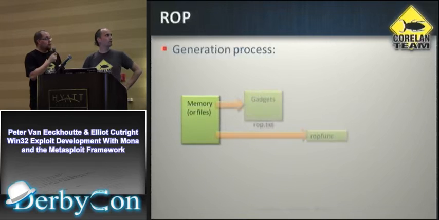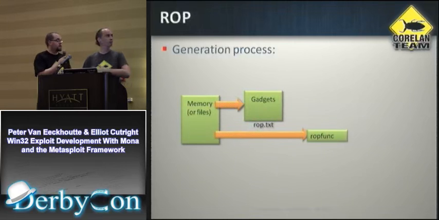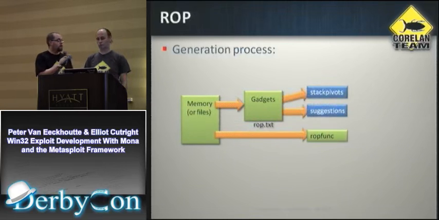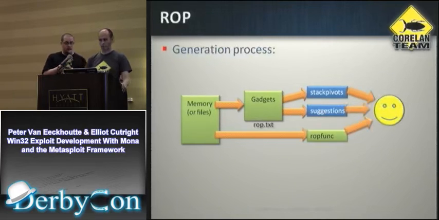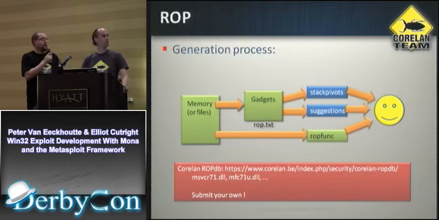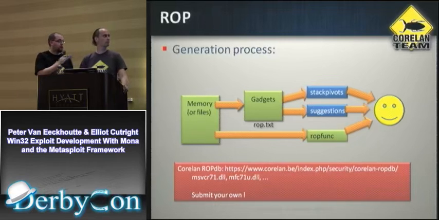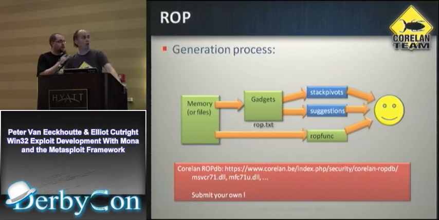We search memory for the gadgets. We put that out in rop.txt. rop func also runs that. We also look for suggestions and stack pivots out of that gadgets file. When all those things come together, we own. So we've kind of built a new mascot. We've also got a database out there of some working ROP chains, semi-universal, so check those out. They don't take much work.